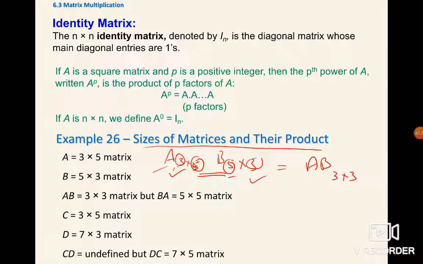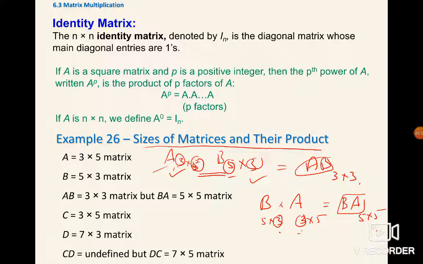So now, will you try BA? Is it possible to multiply BA? Size of B is 5 by 3, size of A is 3 by 5. It is possible, isn't it? So the entries match. Number of columns equal to number of rows. So we can multiply BA and the output matrix will be of size 5 by 5. See, here you have seen AB is a square matrix of order 3, BA is a square matrix of order 5. They are not equal, they are different.